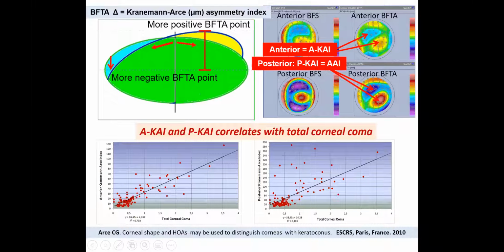These images come from my original work in ASCRS and ESCRS in 2010. And the anterior AKA is the comparison between the most depressed point and the most elevated point in the map, either anterior or posterior surface. And these indices correlate very well with the total corneal coma, as we see here.